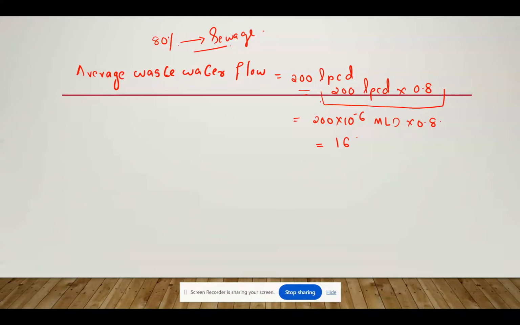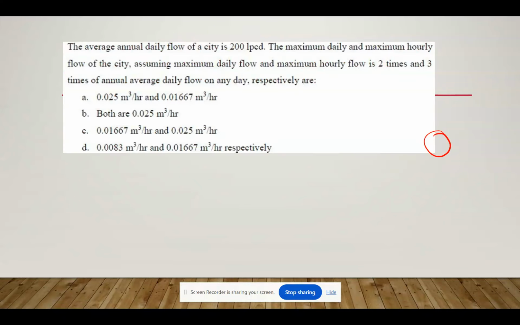1/6, then 160 into 10 to the power minus 6 MLD you get. So now you convert this liter into meter cube. How do you calculate that? Into 10 to the power minus 6 into 10 to the power 3, you convert liter to meter cube, that is 10 to the power 3 you will do. So then here, this is like million liter.